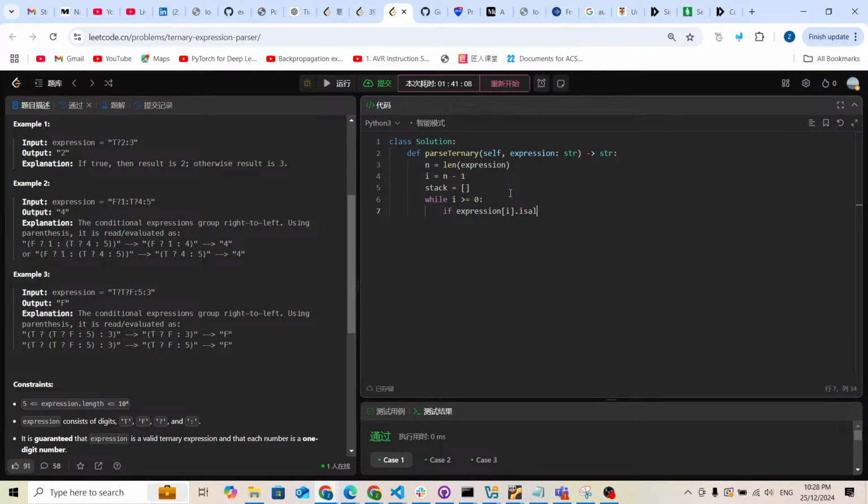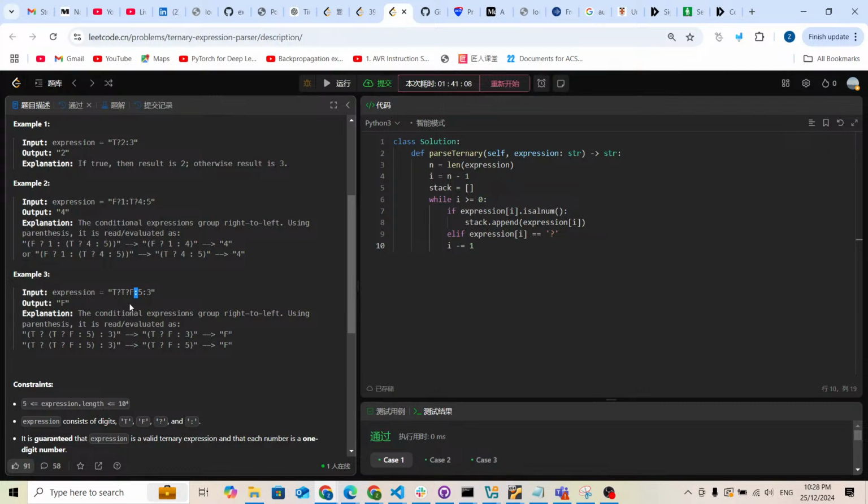If expression[i].isalnum(), so if it is an alphabet or if it is a number, we need to put it inside, right? So stack gonna append this expression[i], elif the expression[i] equals a question mark. After the if and elif check, definitely we're gonna update i minus equal to 1, because there are also some characters like the semicolon, and we can directly update it because if it is not, so i minus equal to 1.